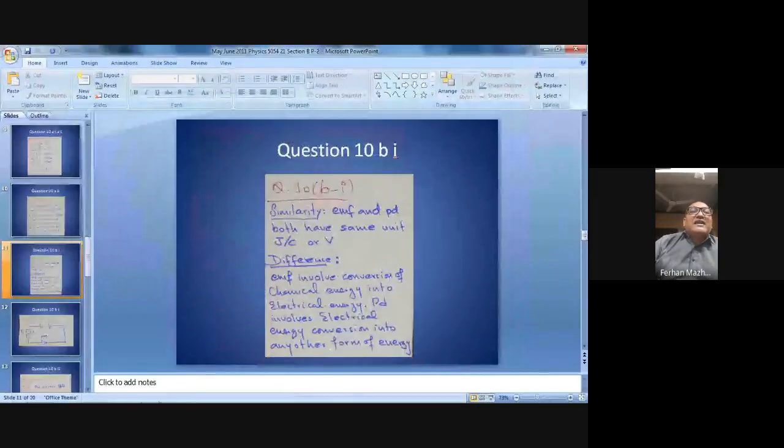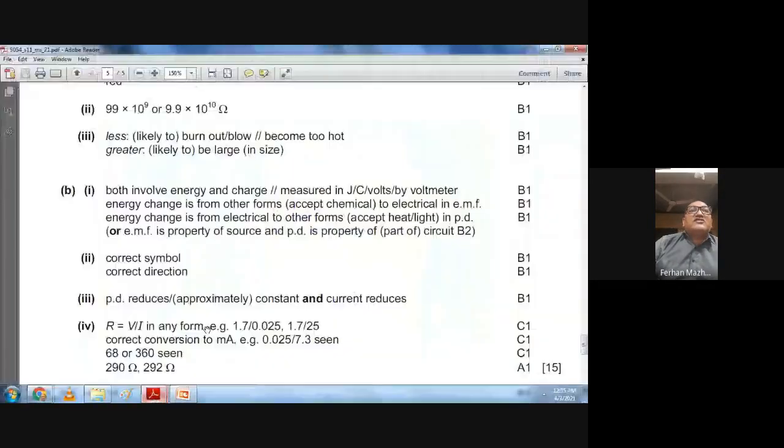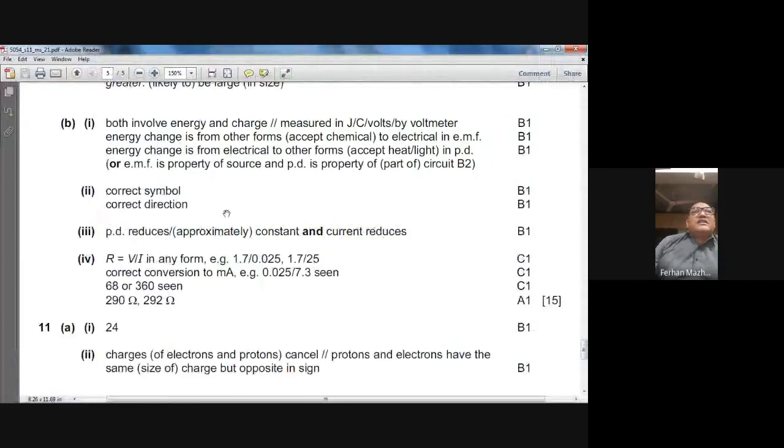So let's check what the marking scheme says about this. She says that both involve energy and charge, measured in joules per coulomb, or volts by a voltmeter. In EMF, energy changes from other forms, except chemical, to electrical. In potential difference, energy changes from electrical to other forms, except heat and light. Or, EMF is a property of the source and potential difference is a property of part of the circuit.